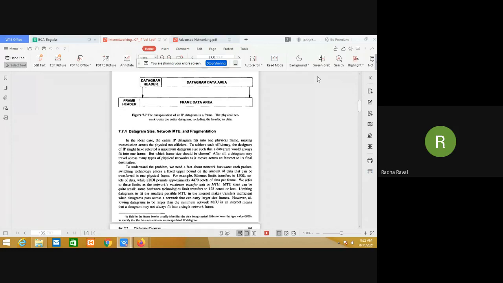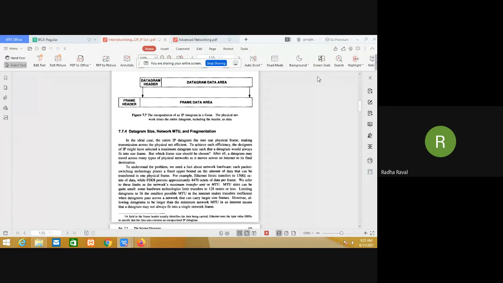After all, a datagram may travel across many types of physical networks. When you put a datagram or packet on the network, it is obvious that it will go through multiple networks. It will not reach the destination directly. It will travel across multiple physical networks, and then it will reach the final destination. So to understand the problem, we need facts about the network hardware. Now we are talking about both network hardware and software, right? So hardware contains the frame, and software contains the datagram.